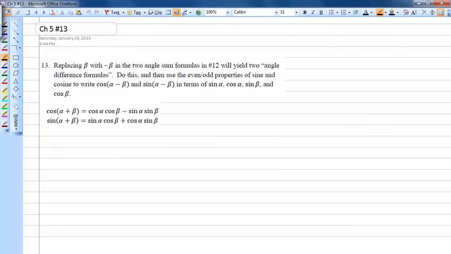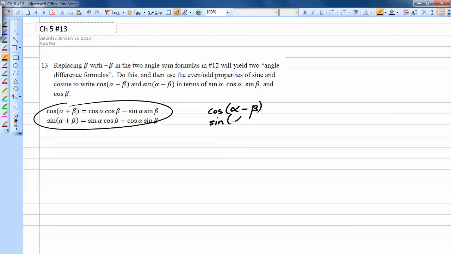So, chapter 5, number 13. You should have already done 12, and in 12, you end up with these two formulas as the result. In 13, notice these are the sum formulas: cosine of alpha plus beta, sine of alpha plus beta. What we want to develop is a rule for cosine of alpha minus beta and sine of alpha minus beta.